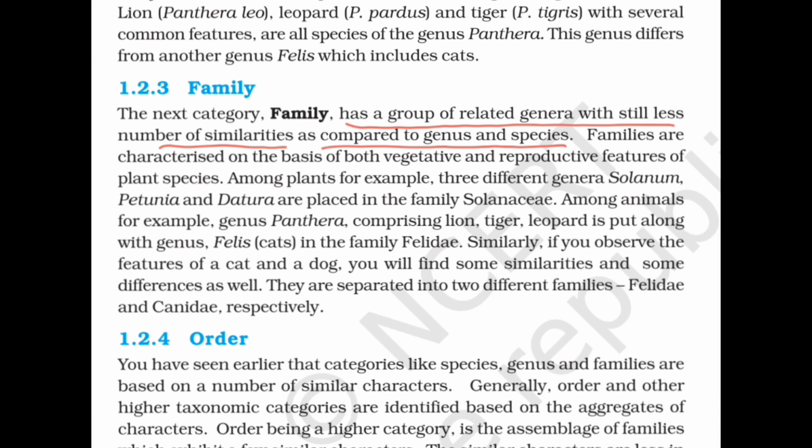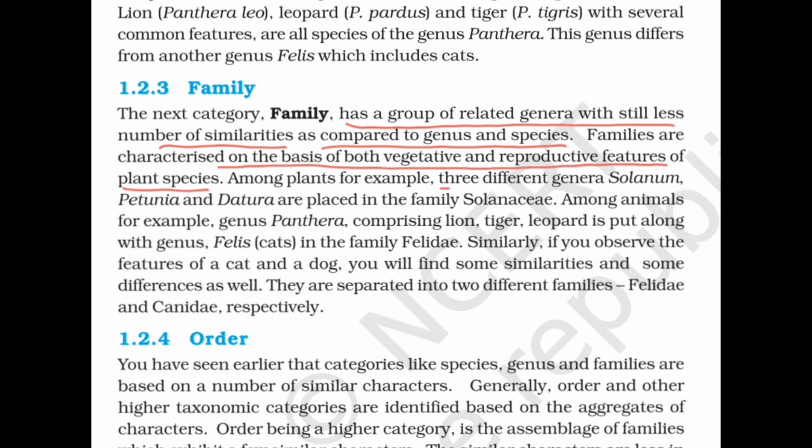Dalmatians were similar. Then we came to genus. Genus is like Dalmatian and German Shepherd are dogs, but then they are not that similar. But then we go a little more up. Dogs, German Shepherd, Dalmatian are dogs, not similar, but they are not at all similar with tigers, are they? But they are animals, they have tails. Yeah, that's the difference. So, families are characterized on the basis of both vegetative and reproductive features of plant species.